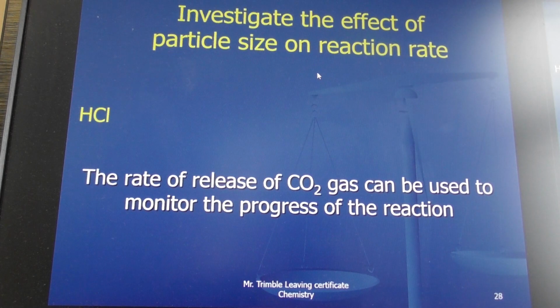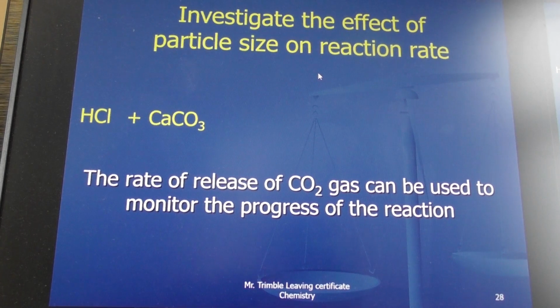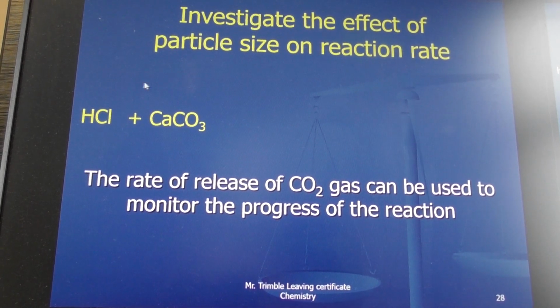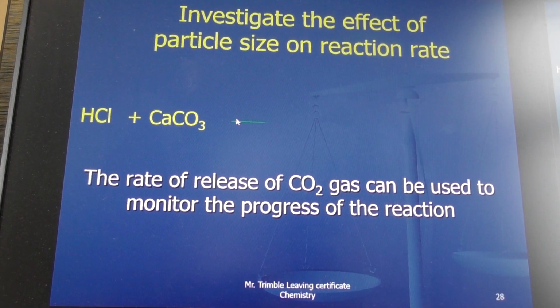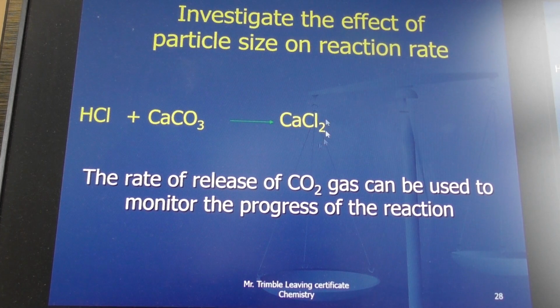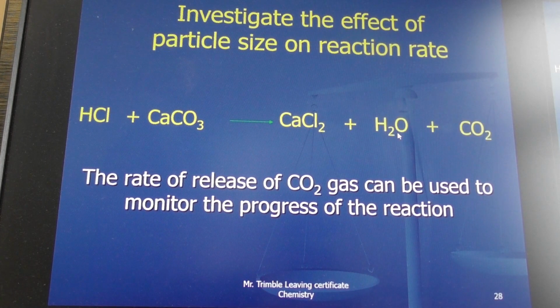To investigate the particle size and the rate of reaction, this is an experiment you look at in junior cert as well. There's hydrochloric acid and calcium carbonate, which at junior cert you would have called marble chips. You mix the two of those together, you get calcium chloride, water and carbon dioxide. So the reason you do it for junior cycle, if you like, or junior cert, is to create carbon dioxide.